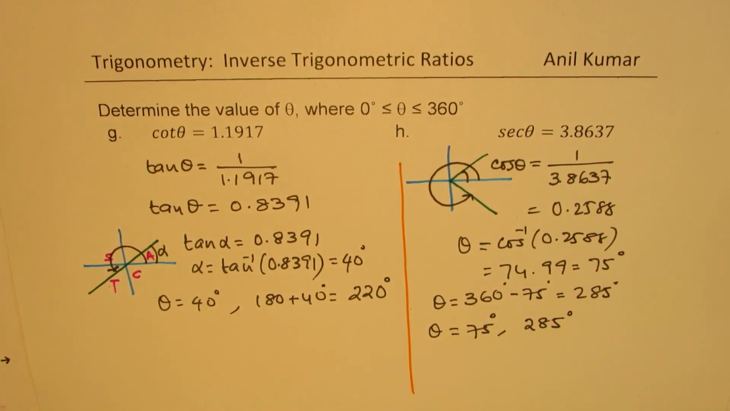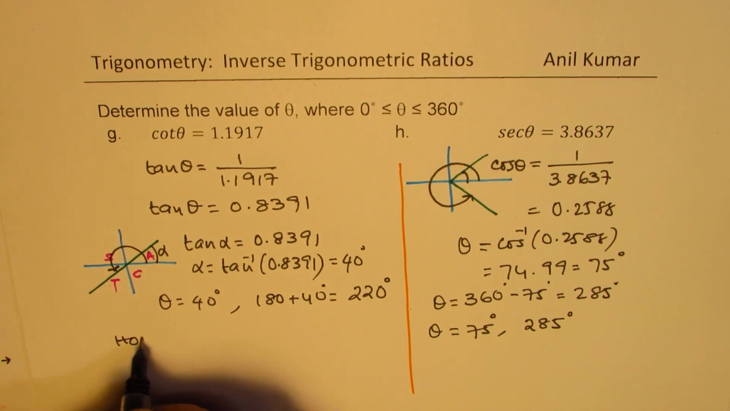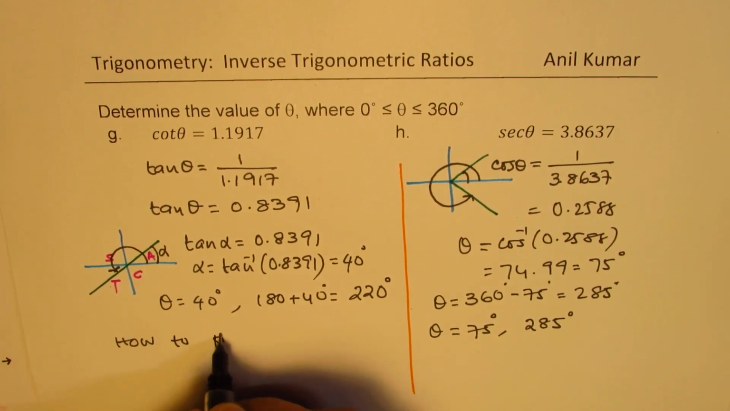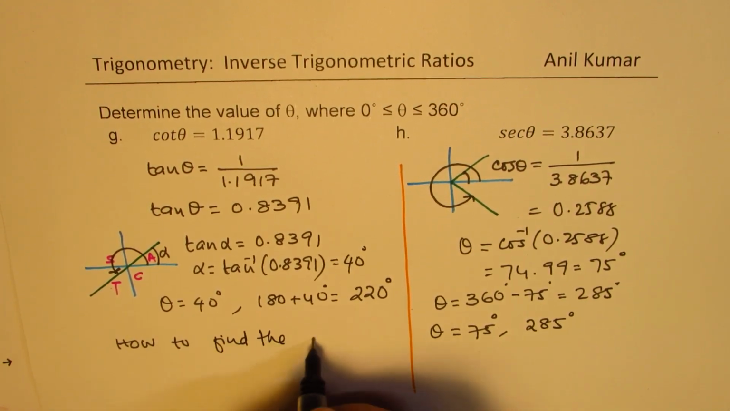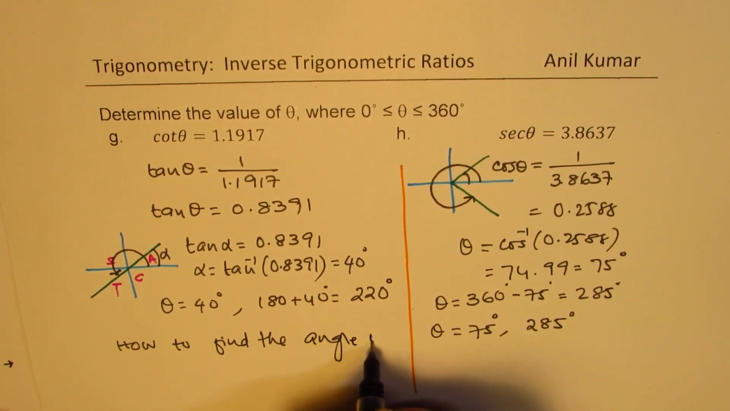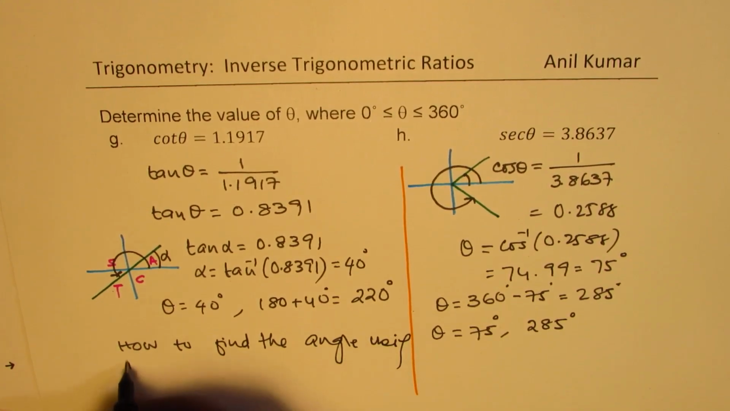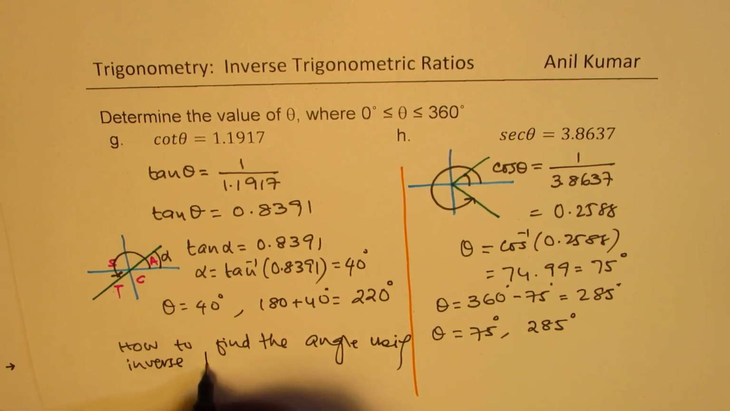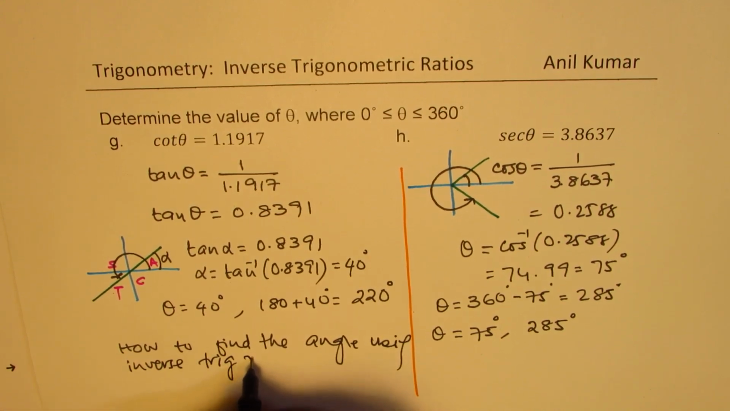So that is how we have to solve for the angle theta. Taking the inverse of the trigonometric ratio helps us to find the angle theta, right? So we learned here how to find the angle using inverse trig ratios. Clear?